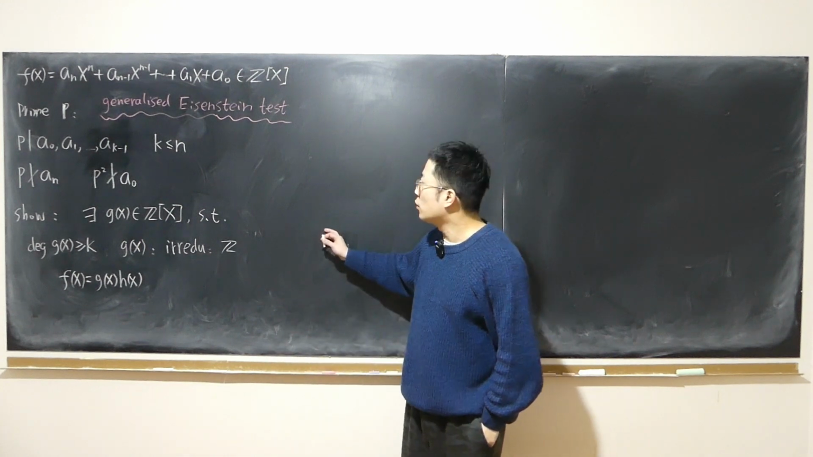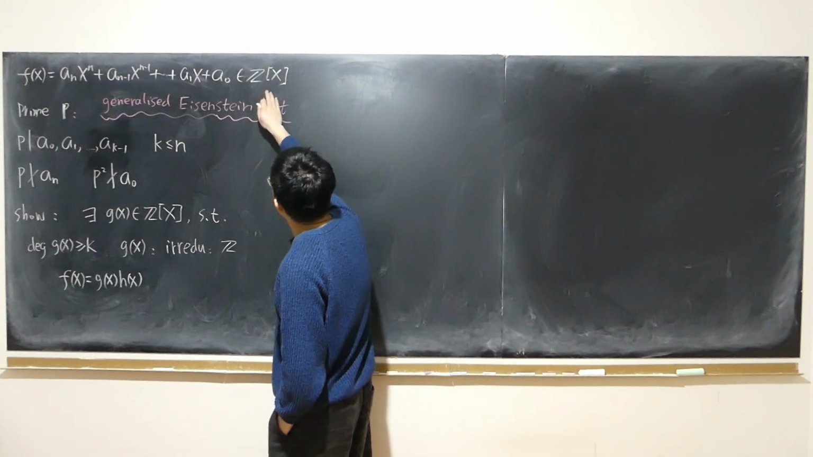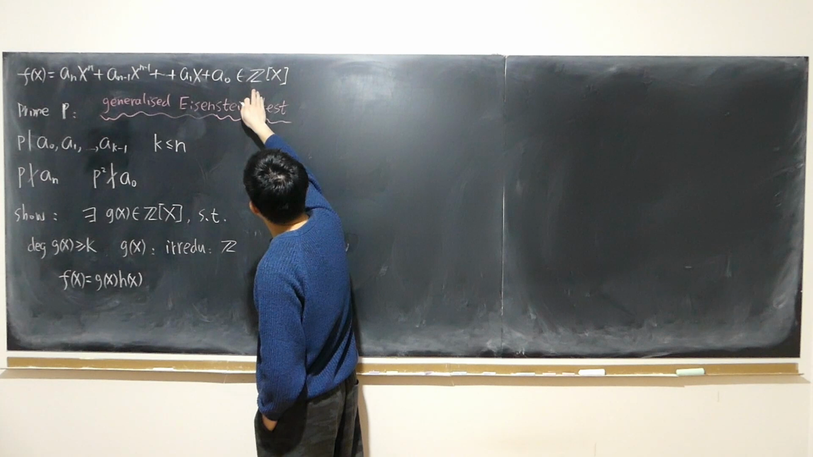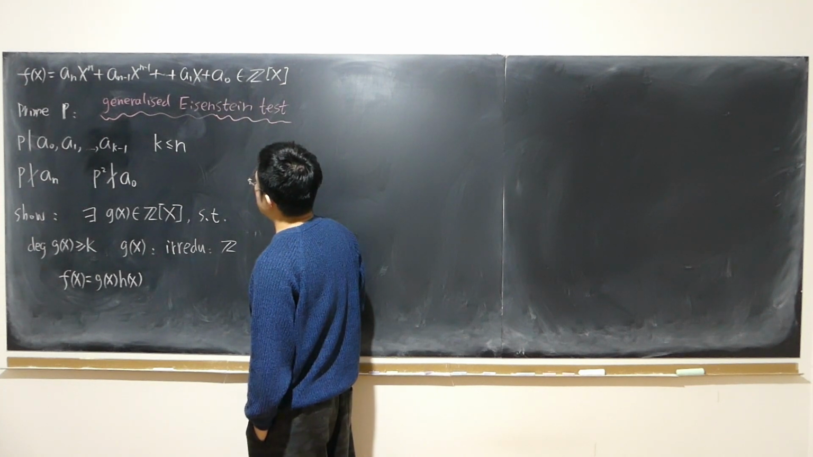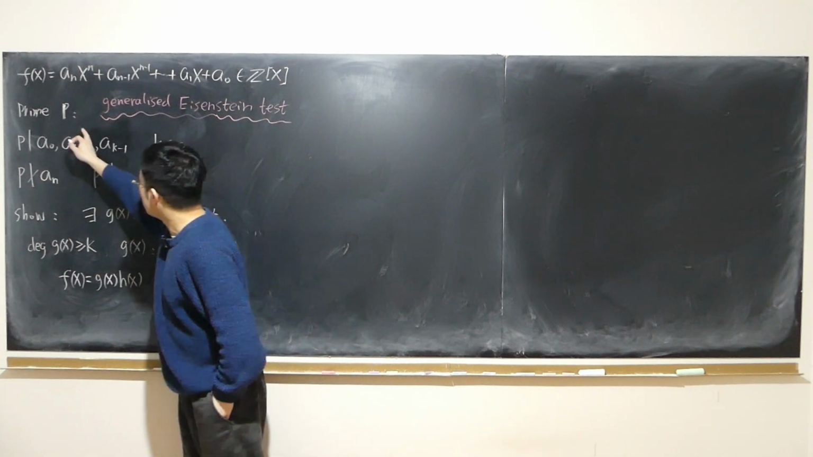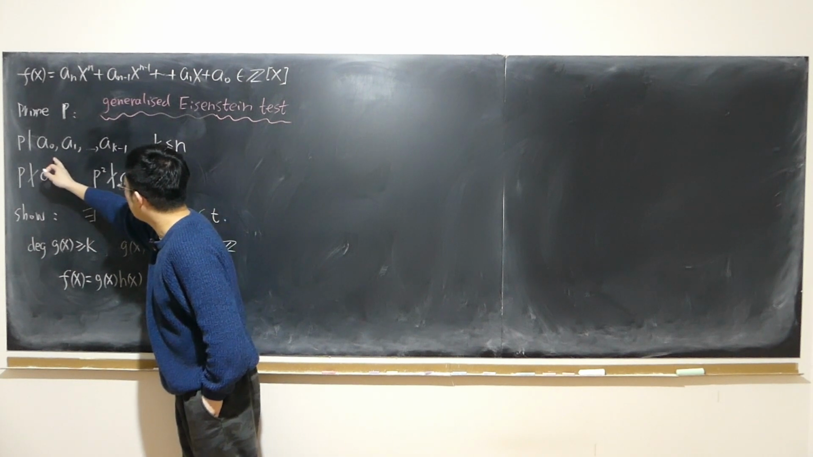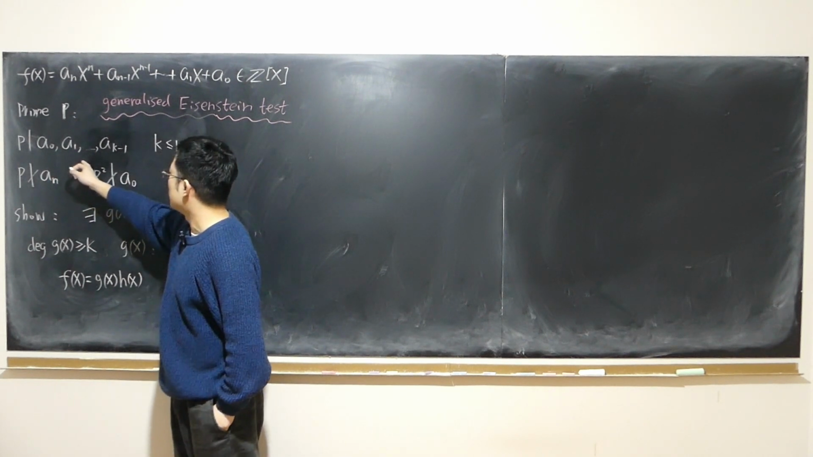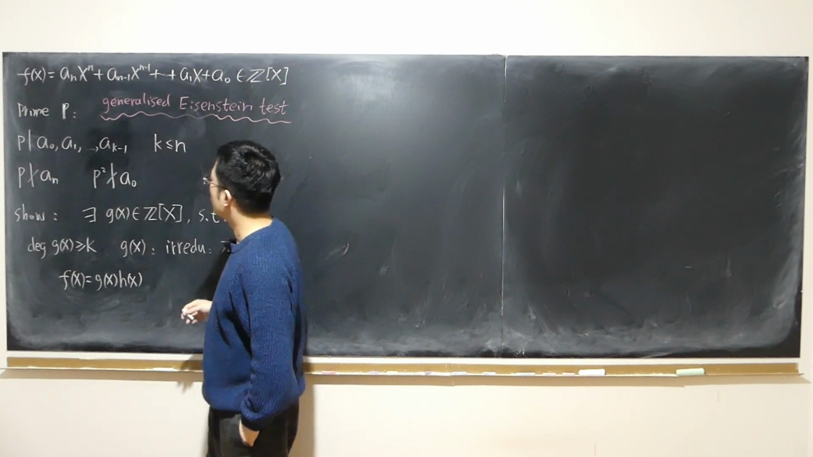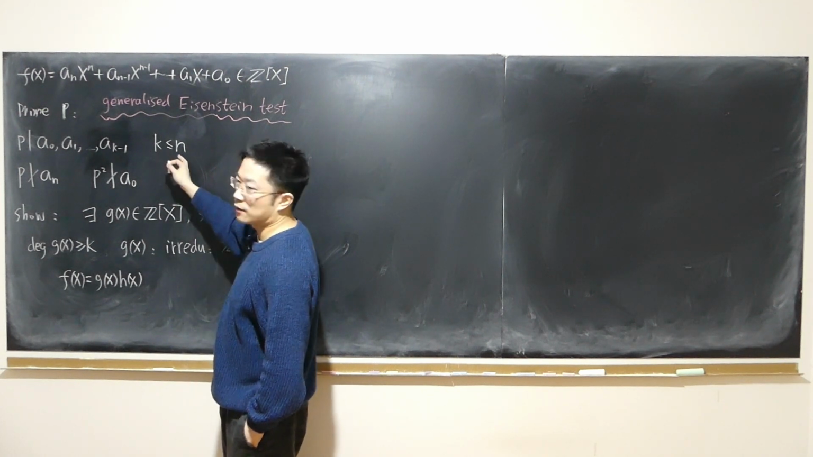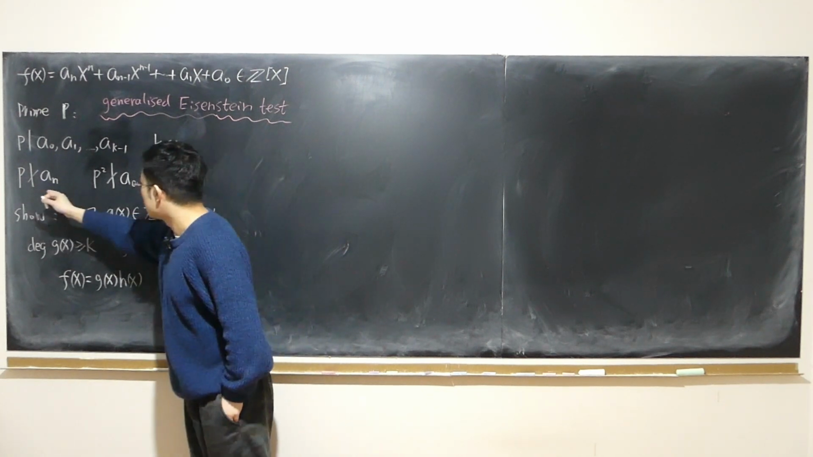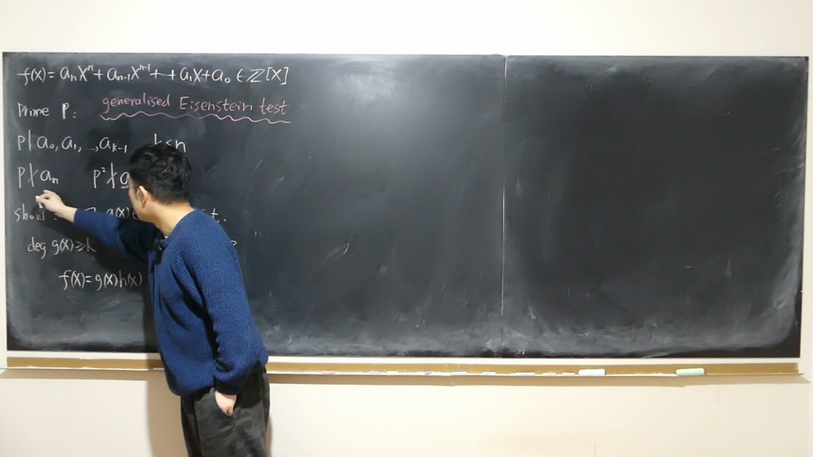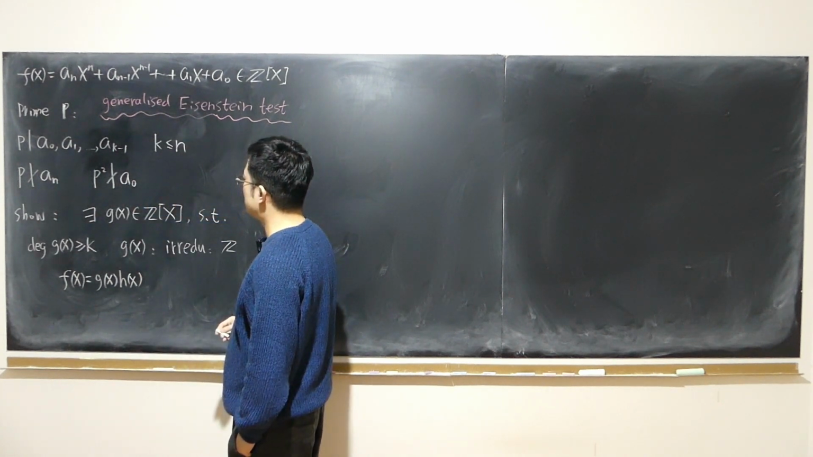We're given a polynomial. This notation means this polynomial has integer coefficients. If we have a prime p, and this prime divides a0, also divides a1, all the way up to ak minus 1, and obviously k is less than or equal to n, except p doesn't divide an, and p squared doesn't divide a0.